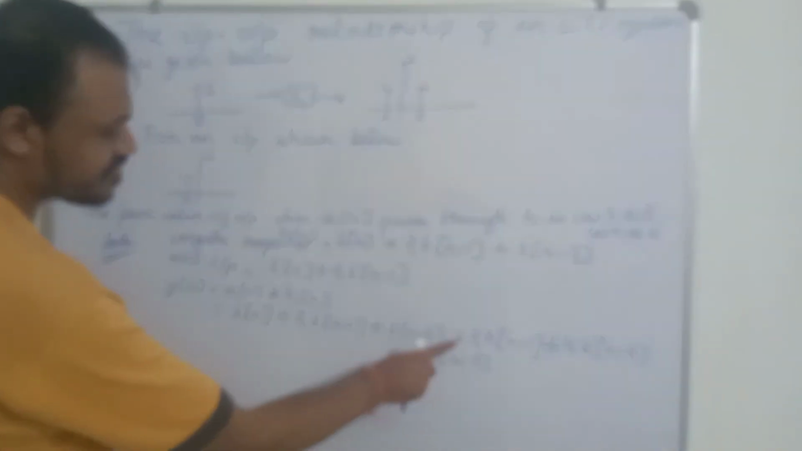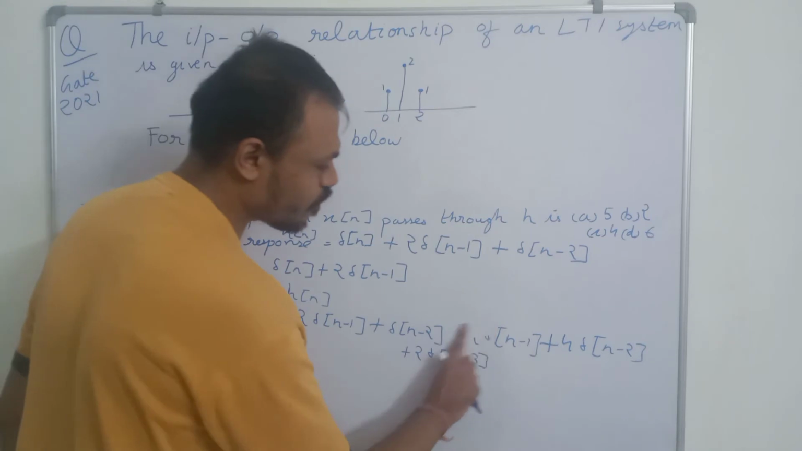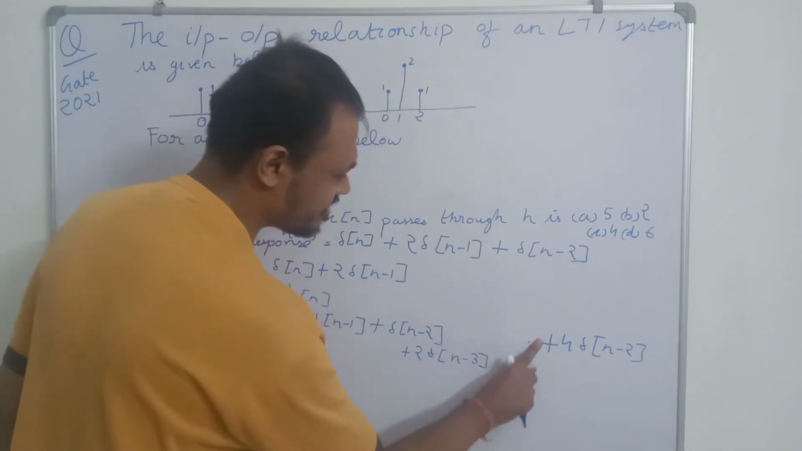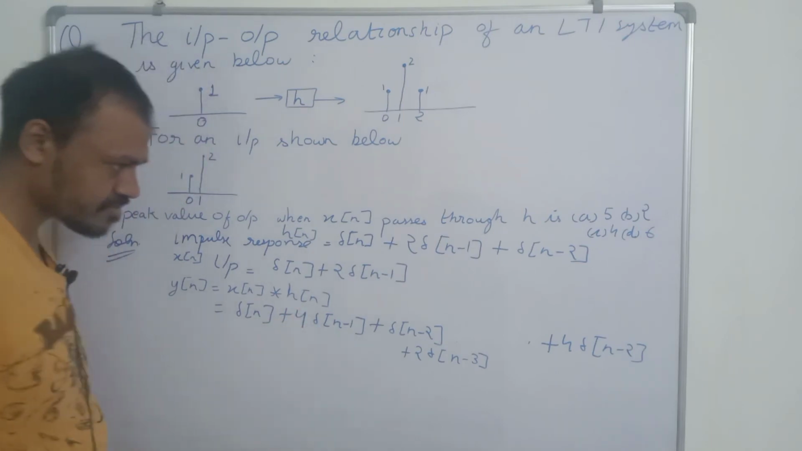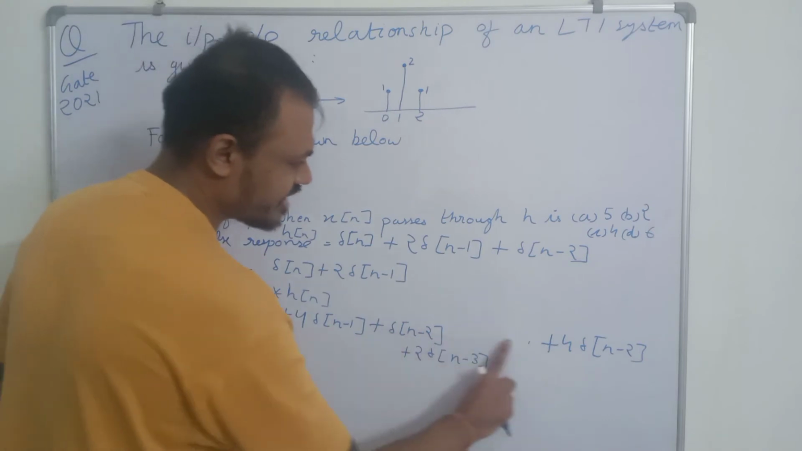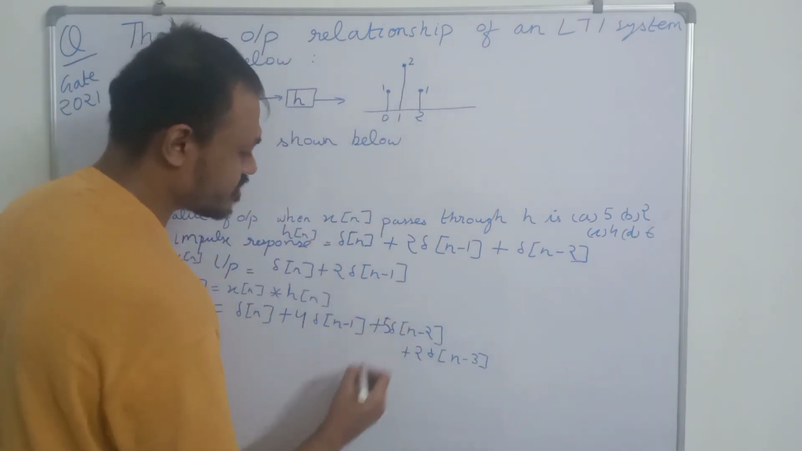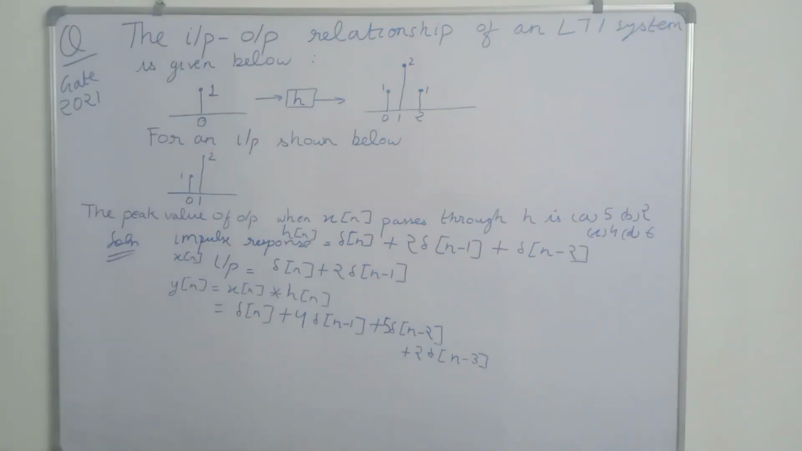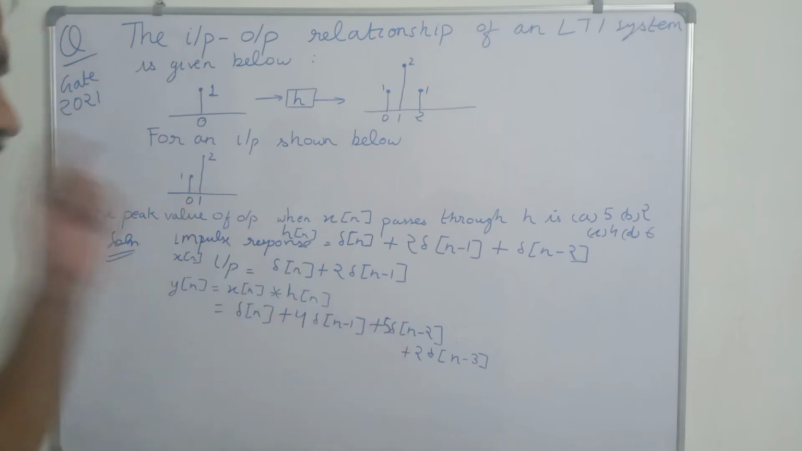So there are 2 delta n minus 1 and 2 delta n minus 1. These will add, so this will be equal to 4 delta n minus 1. Then 4 delta n minus 2 plus delta n minus 2 will give 5 delta n minus 2. Then 2 delta n minus 3. So we have to find the peak value of the output, and we can see that the magnitude of the peak value is 5.